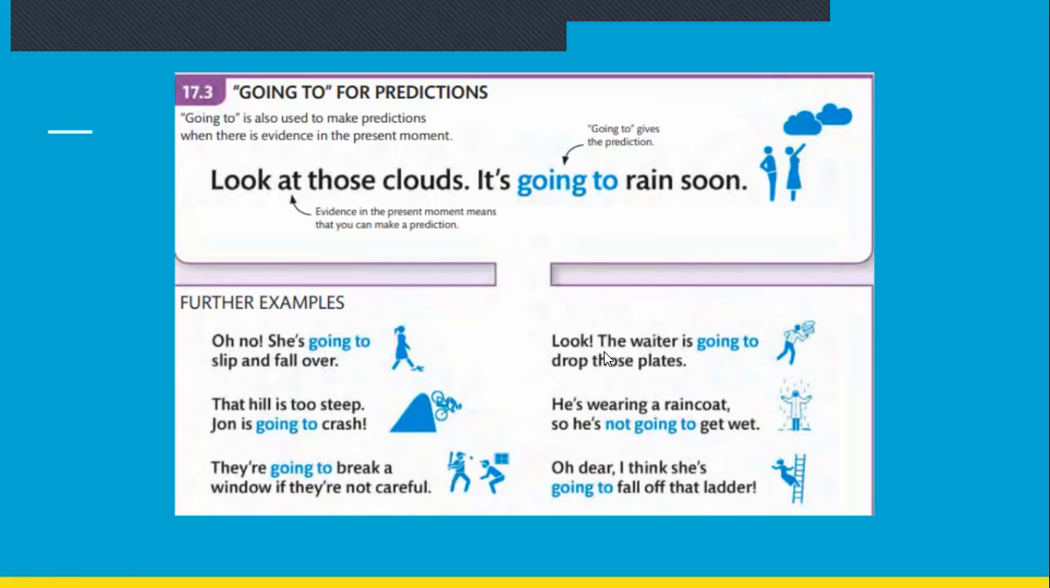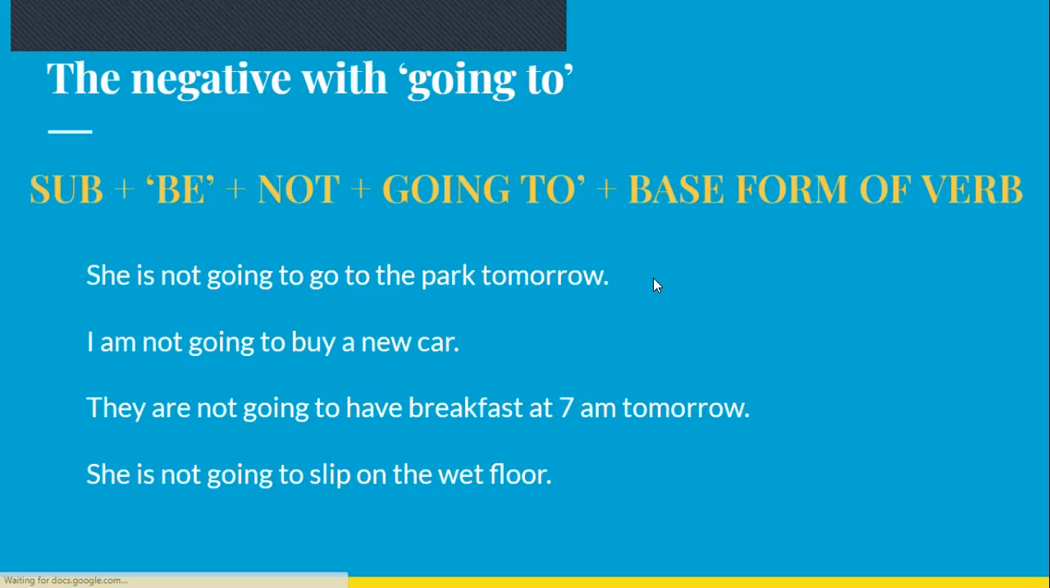Look, the waiter is going to drop those plates. He's wearing a raincoat, so he's not going to get wet. Oh dear, I think she's going to fall off the ladder. So she's unable to find her balance. So that's the evidence that you need to know to make a prediction that she's going to fall off her ladder. So going to is used in two ways: to tell about things that you've planned in advance and to make predictions. The negative with going to, very easy.